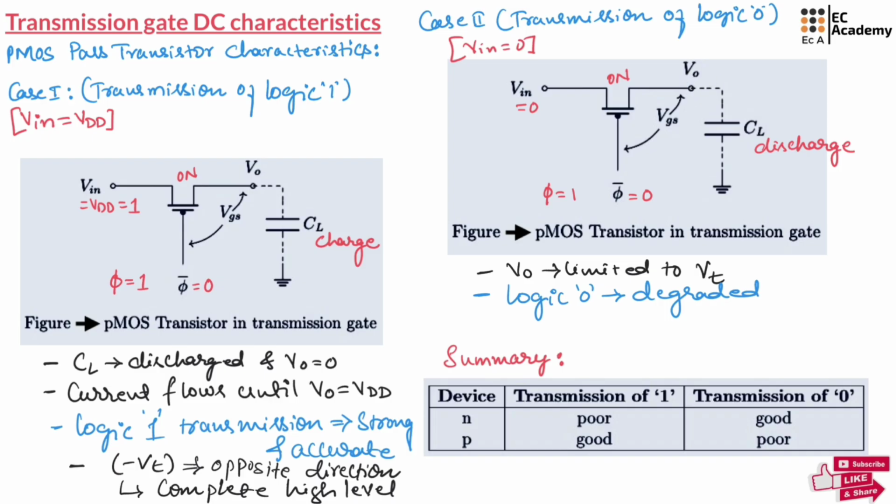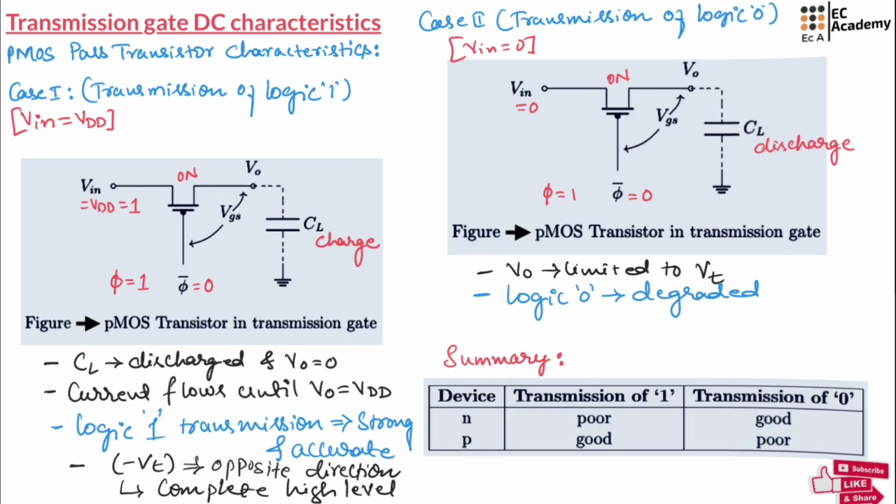which means the logic 0 that is transmitted to the output voltage will be degraded. Hence, summarizing for the transmission gate, the NMOS is poor in transmission of logic 1, but it is good in transmitting logic 0, and PMOS is good in transmitting logic 1 and it is poor in transmission of logic 0. So individually these NMOS and PMOS have limitations. Hence, to overcome these limitations, we can combine these two transistors to form the transmission gate.